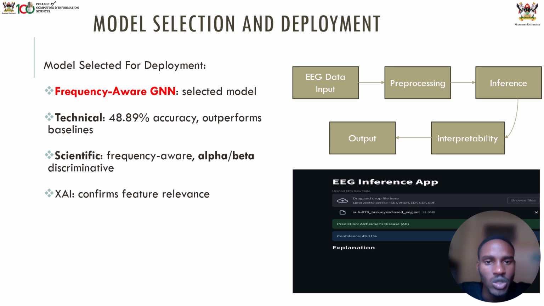Okay, and so we should also look at the model selection and the deployment. We chose the frequency aware GNN because of its accuracy, and because it was considering the relevant frequency bands for its prediction. Then the XAI that we performed on our models was confirming the feature relevance. And this is the process we went through: we input the EEG data, we preprocessed it, we made inference from it, interpretability, then the output. Down here is just an illustration of what our UI looks like for the system.